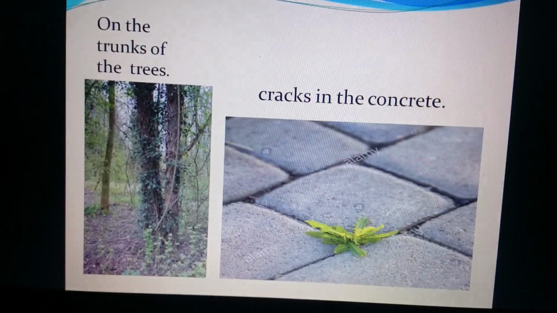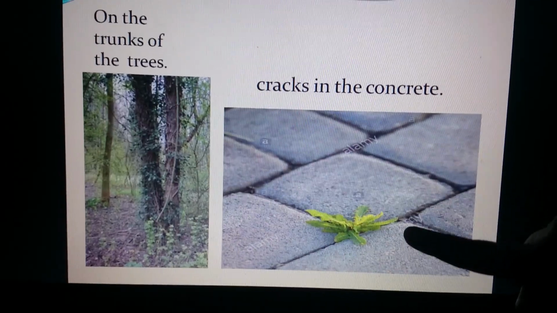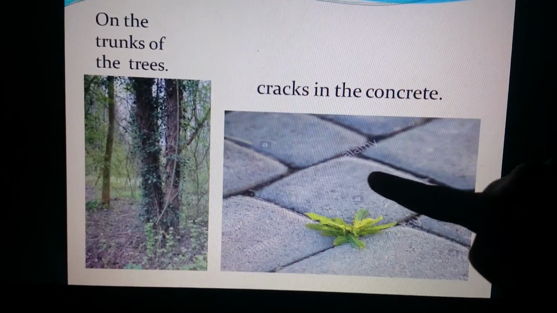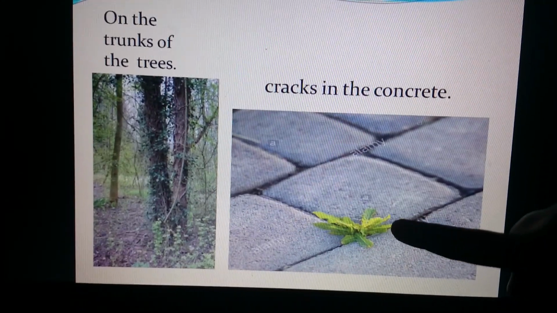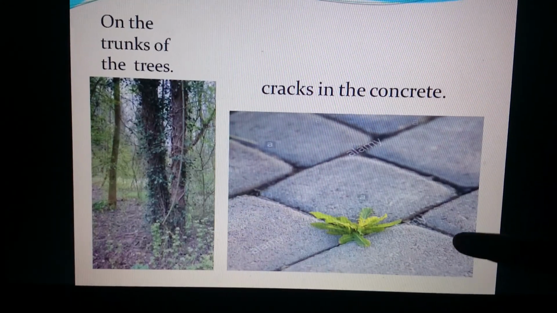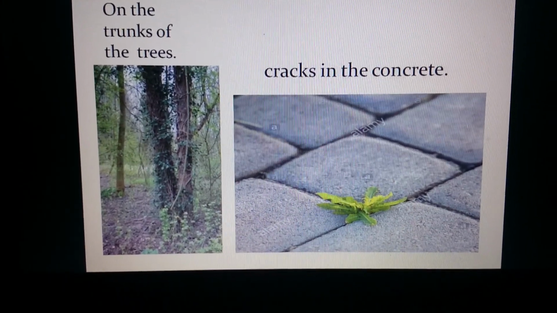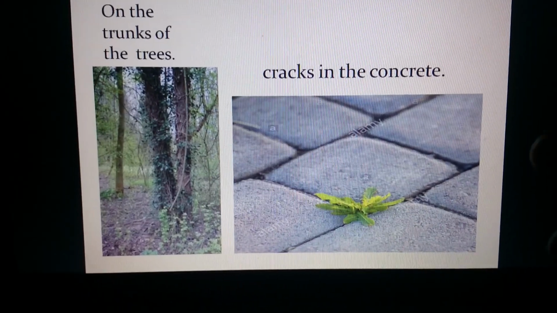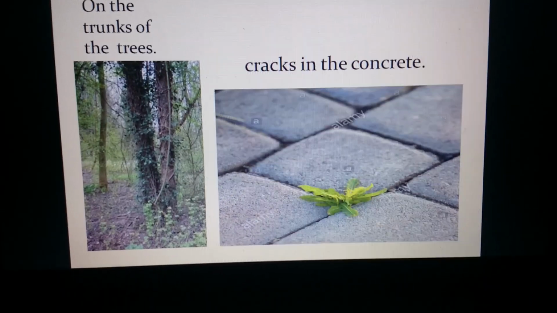You can see tiny plants growing on the trunks of the trees. And on the next picture, you can see a concrete where there are cracks in the concrete which is made by man, and this is the tiny plant grown near the cracks in the concrete. The concrete is made so that we humans can easily walk, or the vehicles can drive easily on the roads.